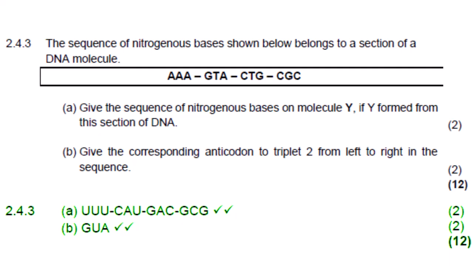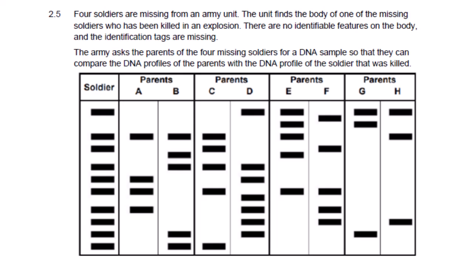That's a great shortcut. Finally, let's look at question 2.5. It's a forensic mystery about a deceased soldier. We have DNA profiles for the soldier and 4 sets of parents. 2.5.1 asks which ones are the actual parents.